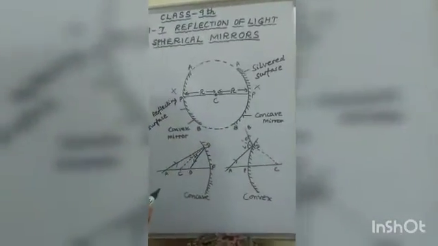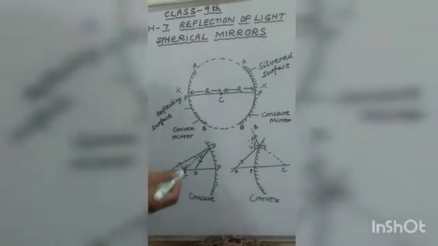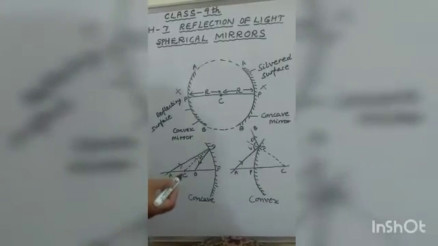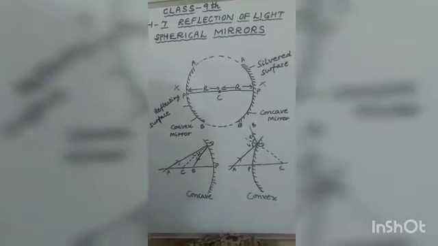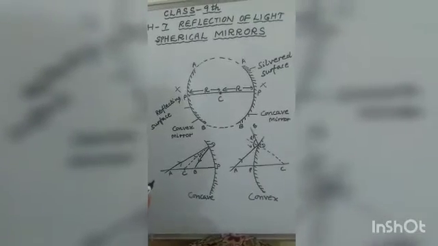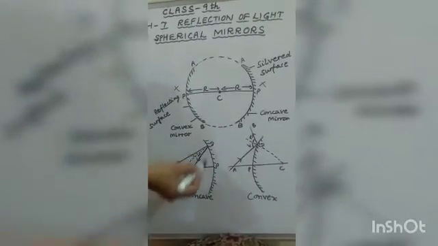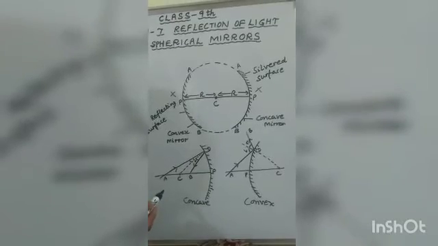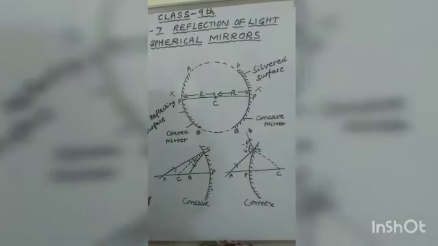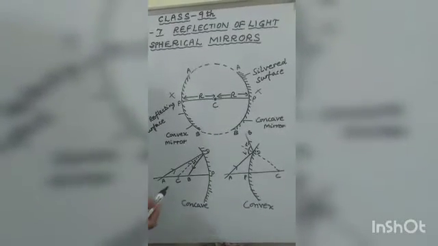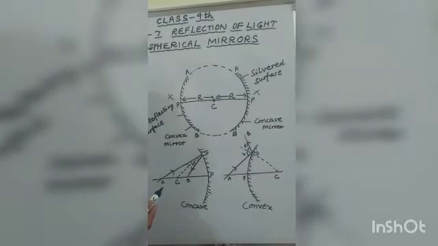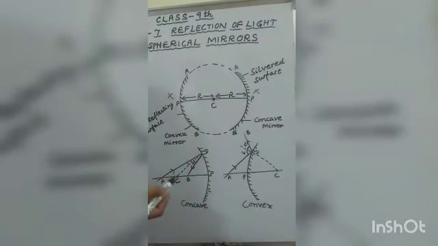Now children, one more very important thing, that here the reflection of light is taking place, and like in plane mirror, the laws of reflection are same in spherical mirrors. And what was the first law of reflection? That the angle of incidence is always equal to the angle of reflection. So these laws are followed here in spherical mirror also.